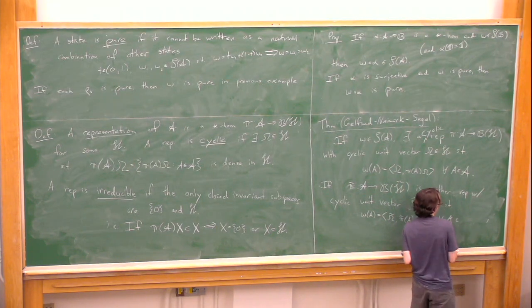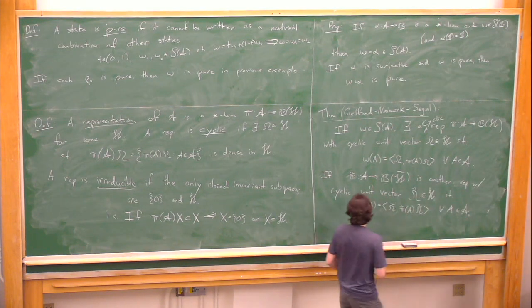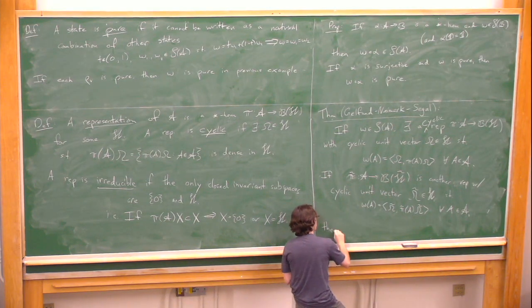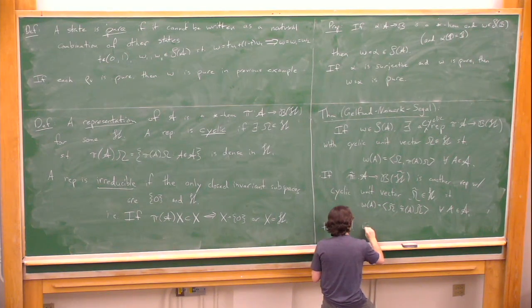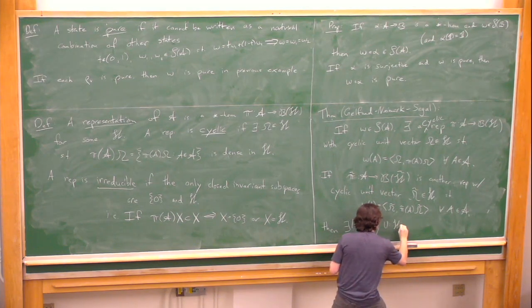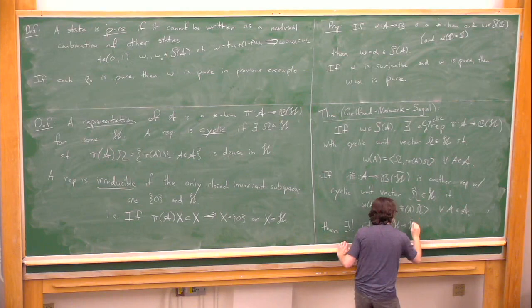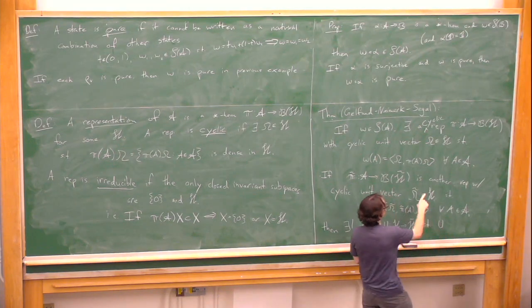Then these representations are unitarily equivalent for all A. Then there exists actually a unique unitary U from H to H tilde such that it maps between the two cyclic vectors.